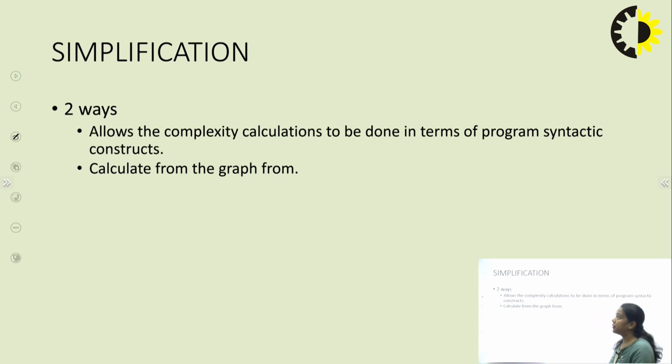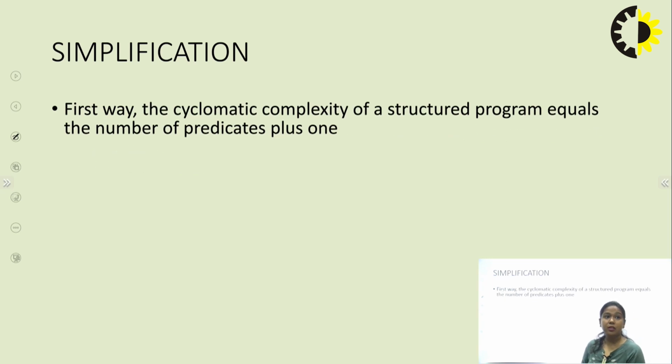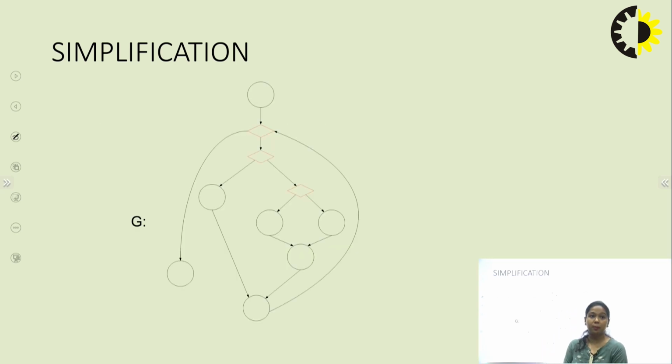Now, the simplification. How will the simplification be performed? There are 2 ways to perform the simplification. Allow the complexity calculation to be done in terms of the program's syntactic constructs, calculated from the graph. How? The first way is that the cyclomatic complexity of a structured program is equal to the number of predicates plus 1. The number of predicate values plus 1 is the first way of calculating the cyclomatic complexity.